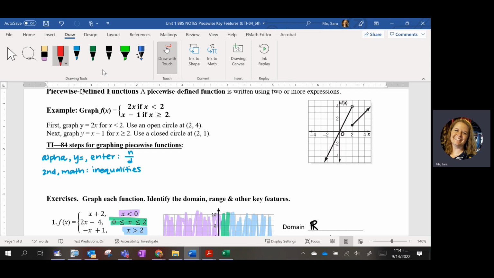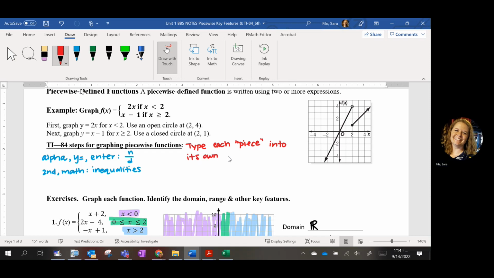So now like the actual steps, we type each piece of the piecewise into its own y equals.